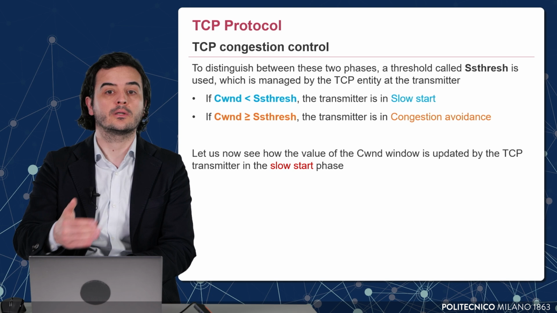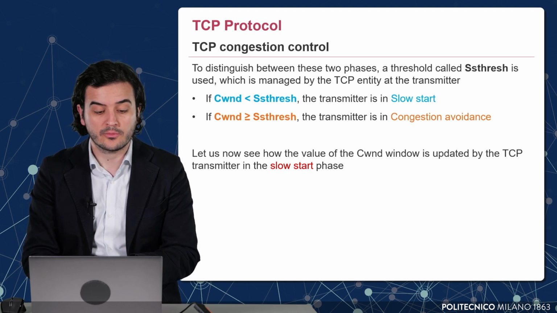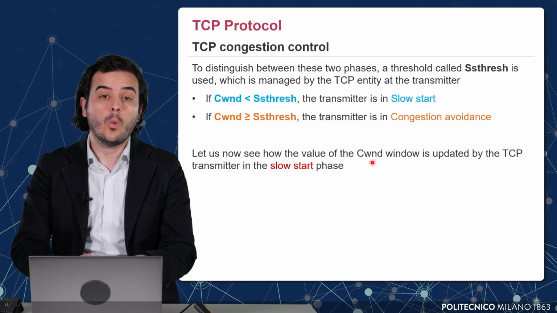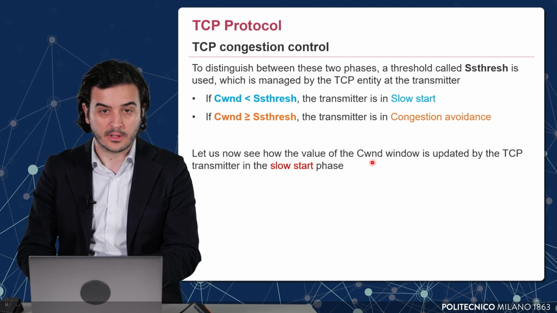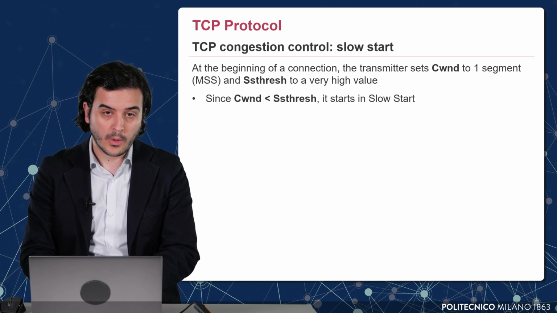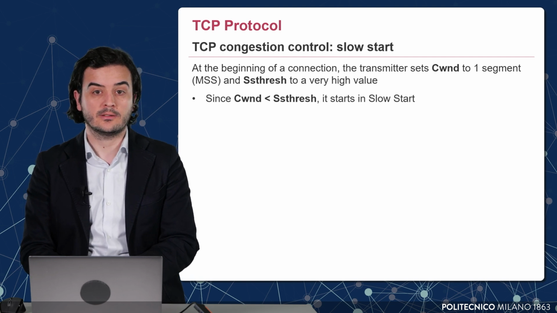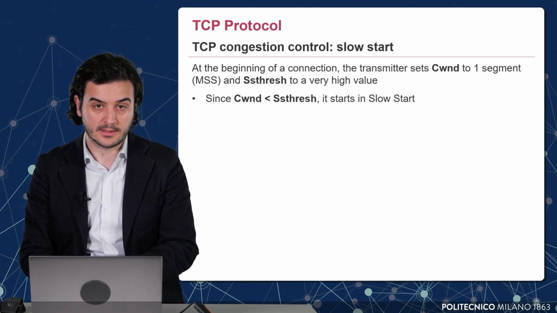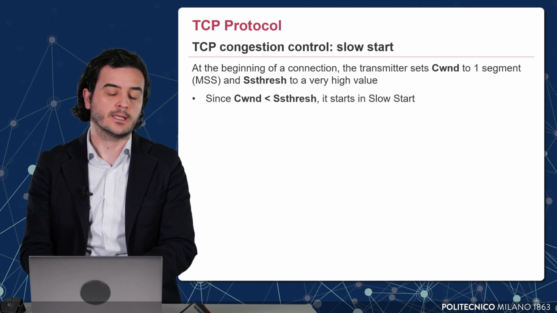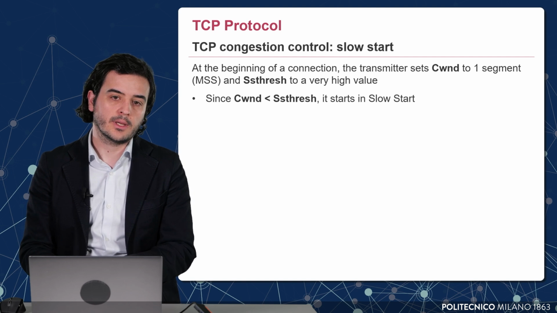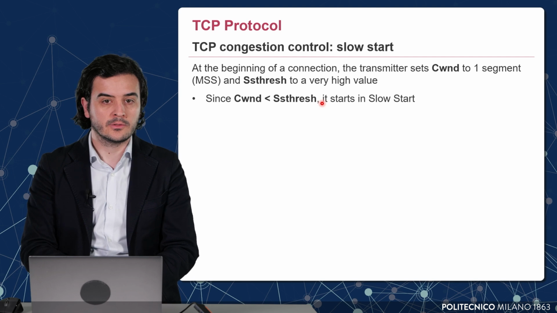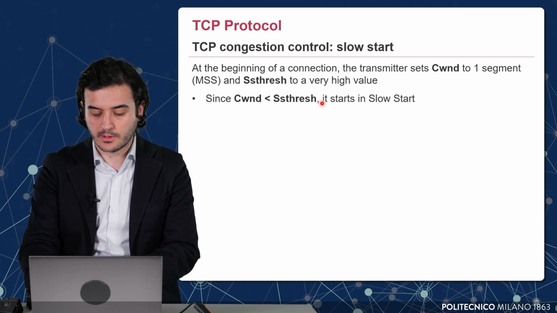Now we will look at how the TCP transmitter will update the congestion window CWND when it finds itself in the slow start phase. At the beginning, the default value of the congestion window is set to one maximum segment size, so one MSS. And usually the SS threshold is set to a much higher value. So by default in the beginning, the congestion window will be lower than the SS threshold, and hence we start in the slow start phase.